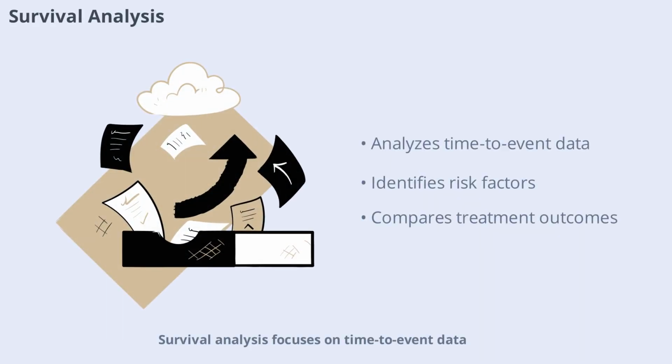Survival analysis focuses on time-to-event data, such as patient survival times or time to disease onset. Techniques like Kaplan-Meier curves and Cox proportional hazards models are widely used. Survival analysis helps identify risk factors, compare treatment outcomes, and predict future events. It's essential in clinical research and epidemiology.